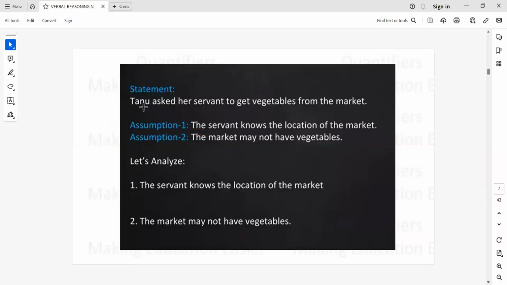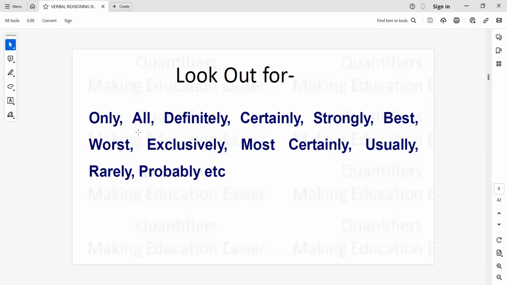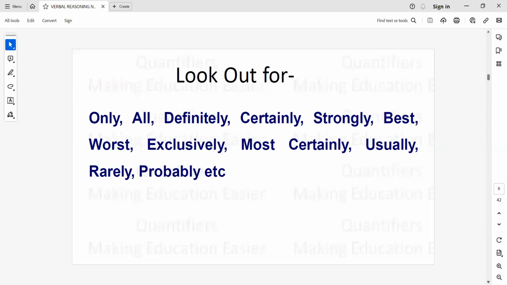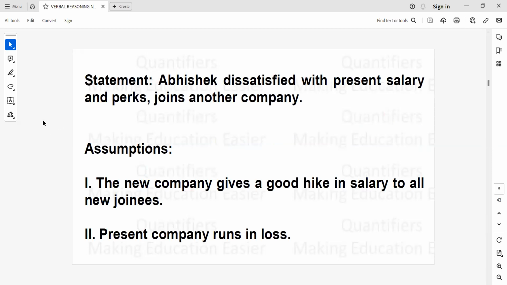Let's solve a couple more questions. When it comes to verbal reasoning, and specifically questions on assumptions, you need to be really careful with extreme words like only, all, definitely, certainly, best, most. All these kinds of words play a very vital role. Sometimes they can make your sentence totally incorrect, right? Just by adding one word, or by omitting even one word in a verbal language, the options can vary. Now let's see this particular question.